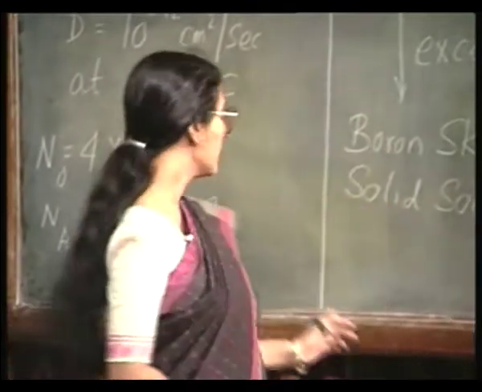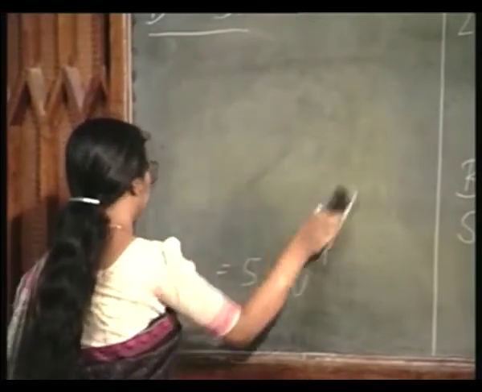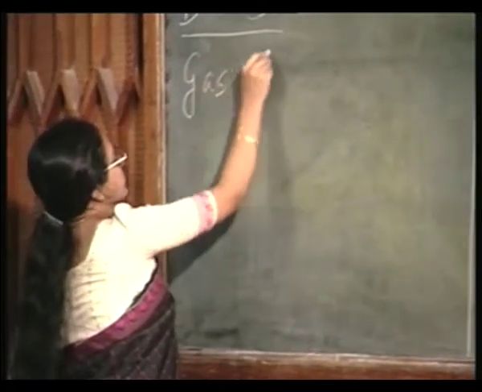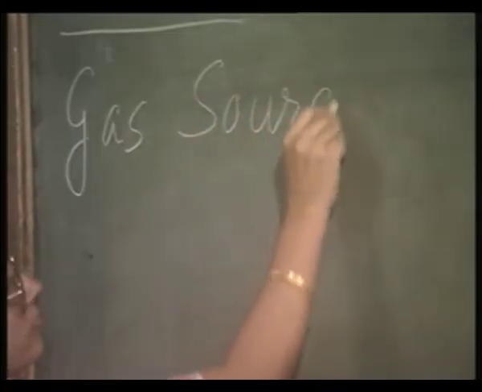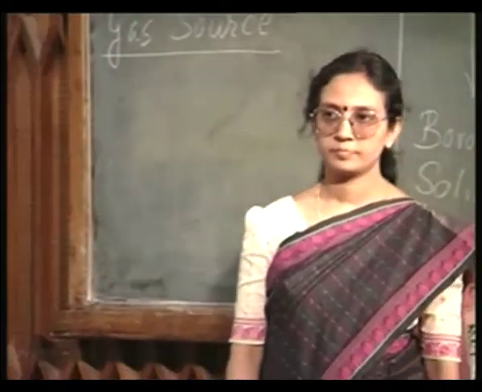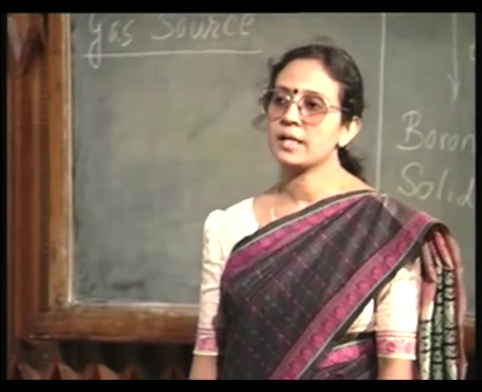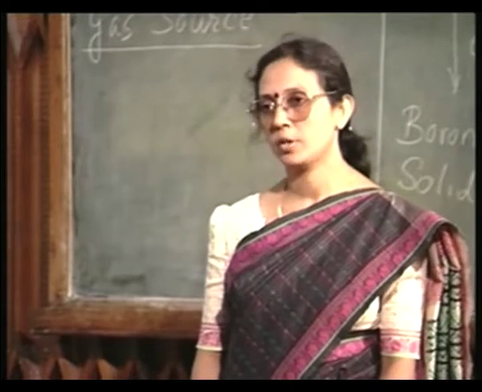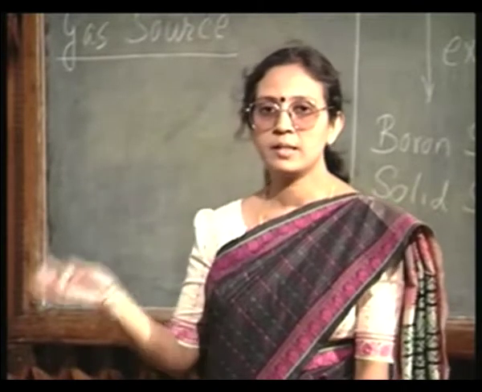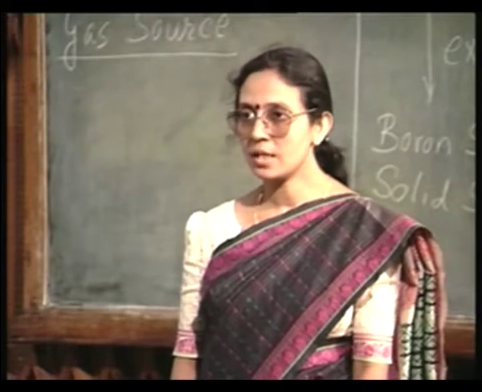And then what about the gaseous sources? Actually, a gaseous source is the easiest to handle because you do not have to do anything. You just have to mix it with a dilutant gas and then let it be inside the furnace. That is all you have to do. So, it is the easiest that way.